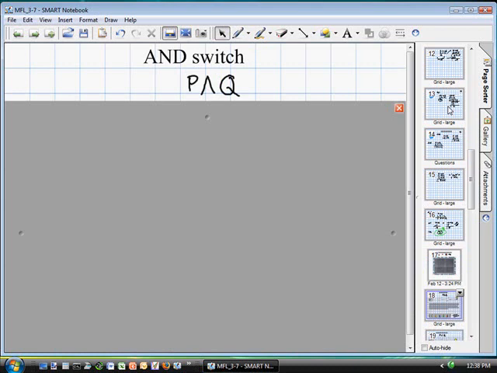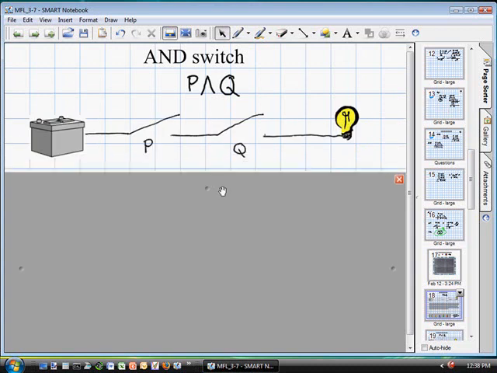Yeah, only true when both are true. In terms of electricity, that would say only on when both are on. It's the same deal. So here's the picture I'm going to show you for AND. That is an AND switch. You notice altogether there are two switches in here. There's a switch P and a switch Q, just like statements P and Q.